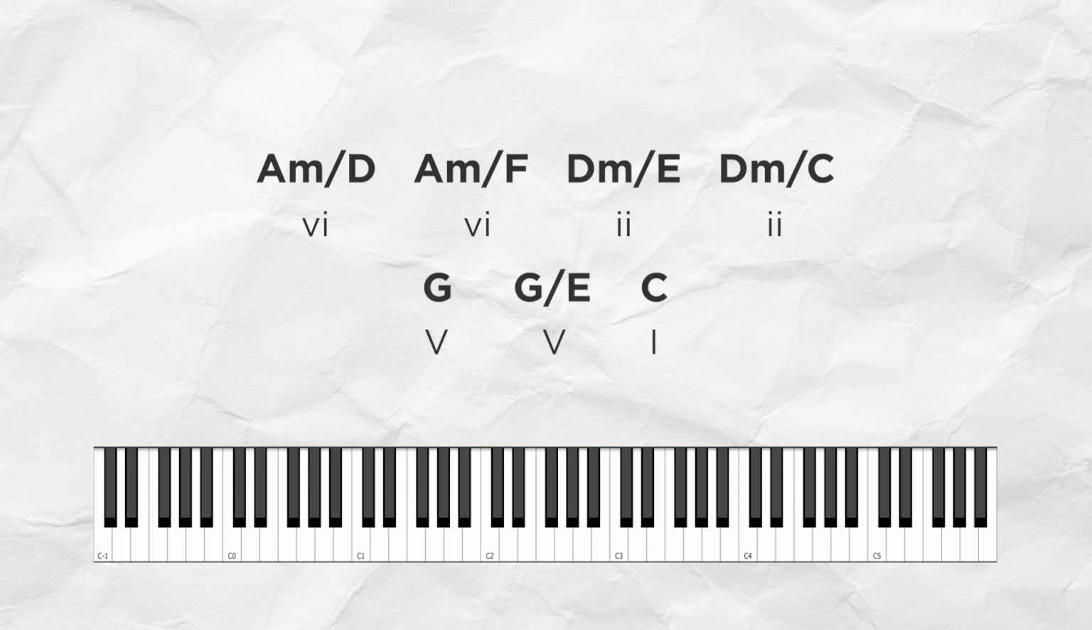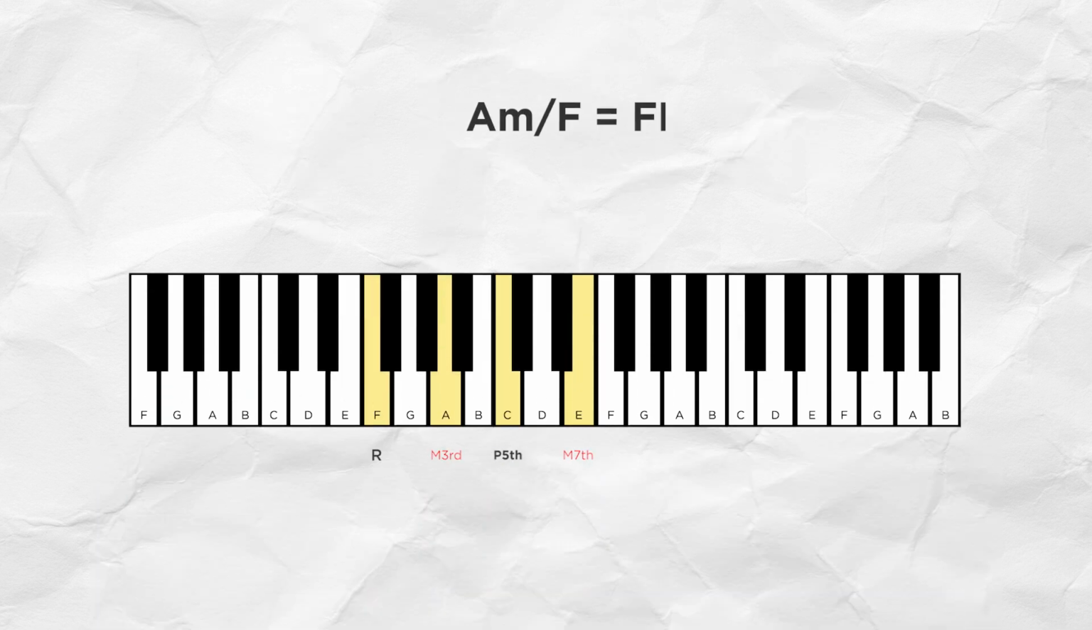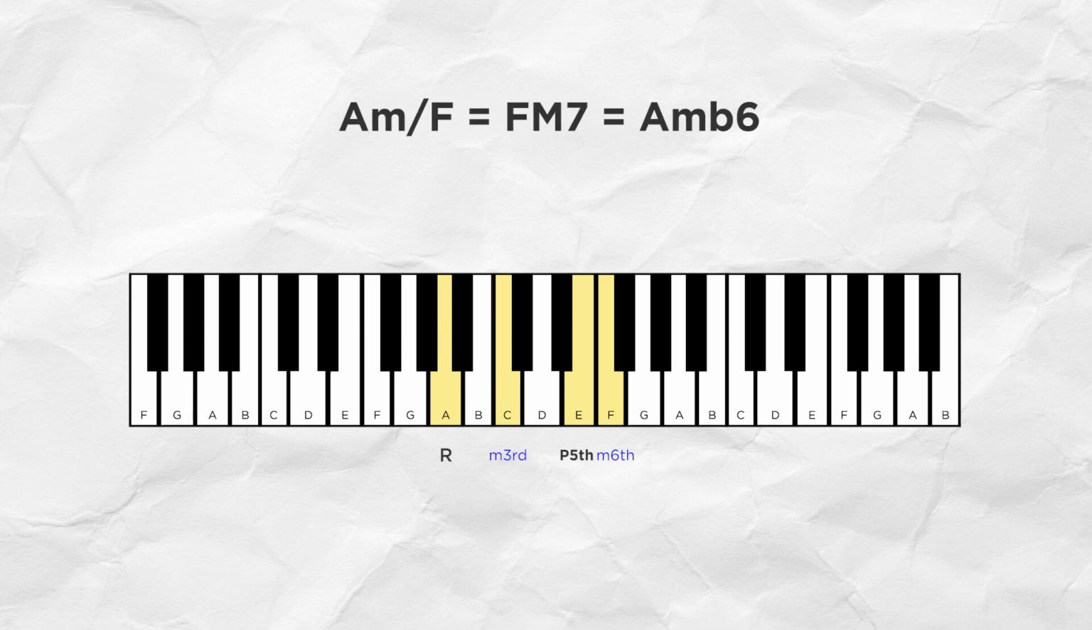Now, that's cool, but you may have noticed that adding extensions below completely changes the chord. A minor over F is also an F major 7 chord. They have the same notes. And at the same time, if you imagine that F an octave above, that's actually the notes of an A minor flat 6 with a minor 6th. 6th chords are actually just inversions of 7th chords.